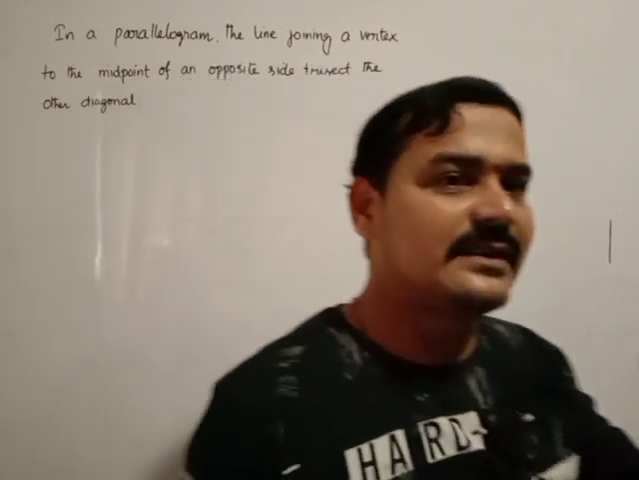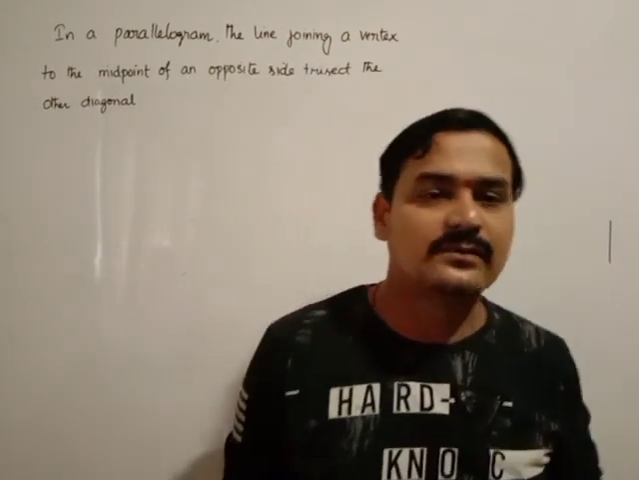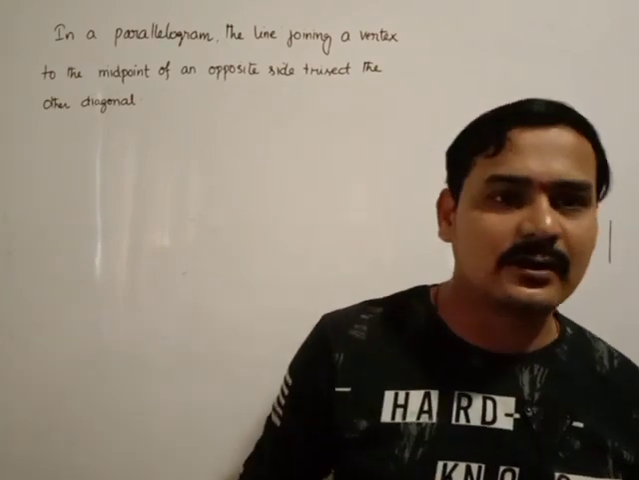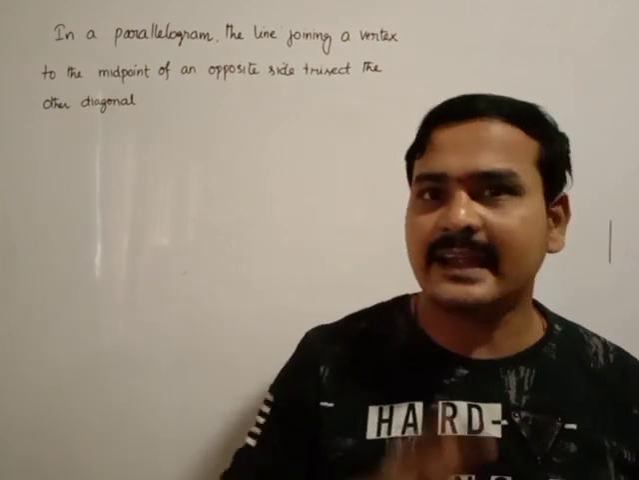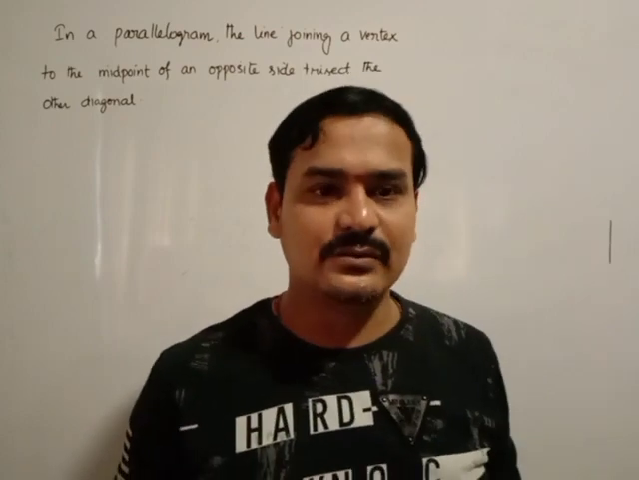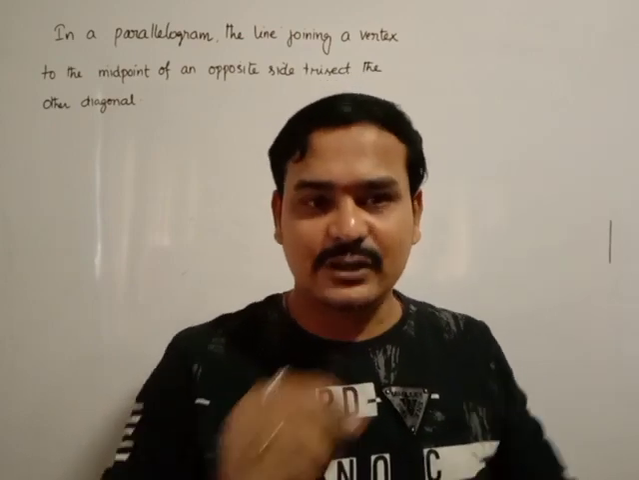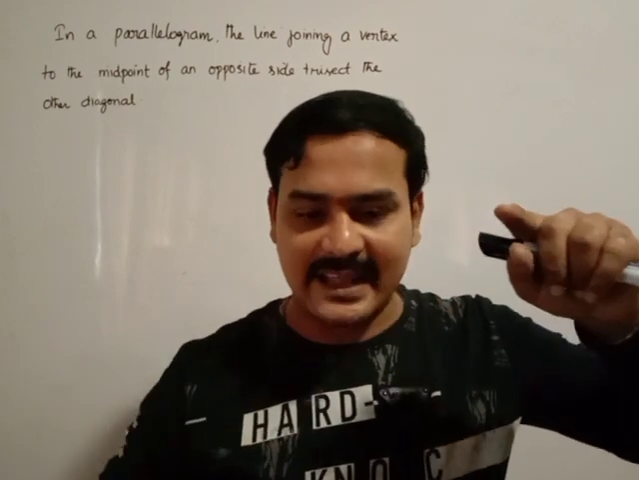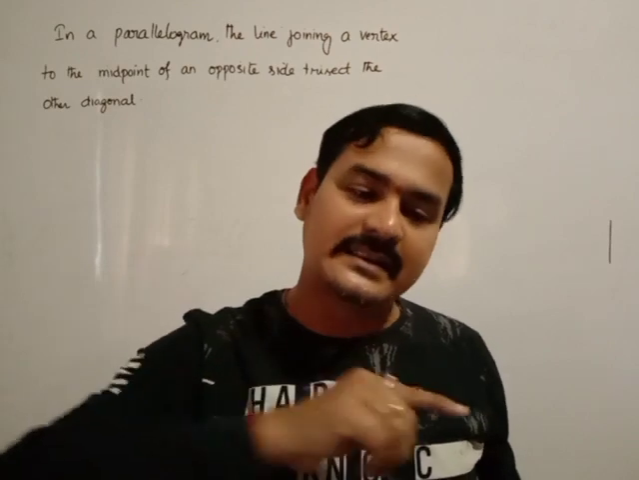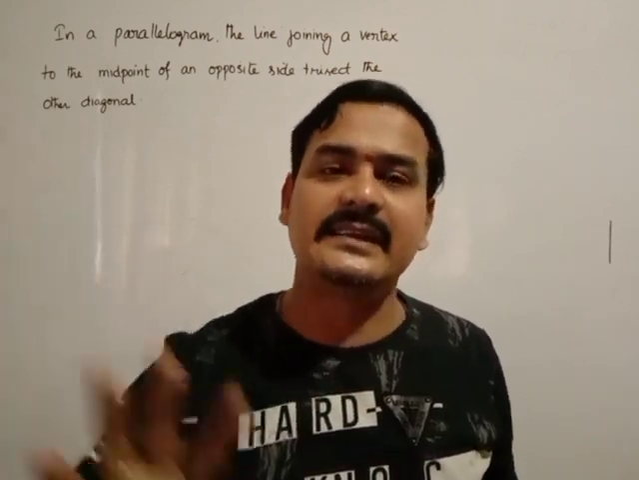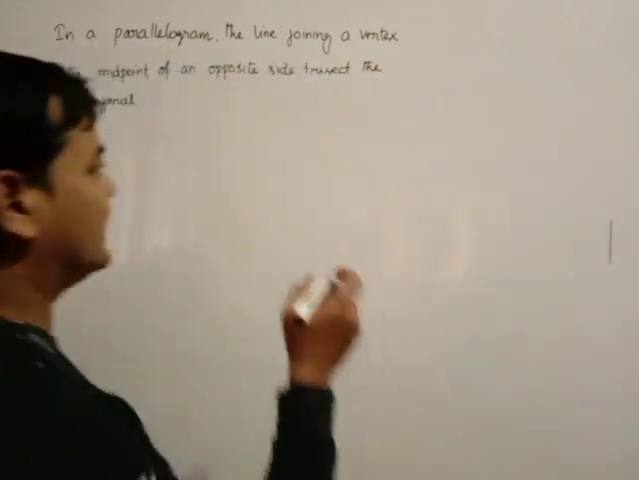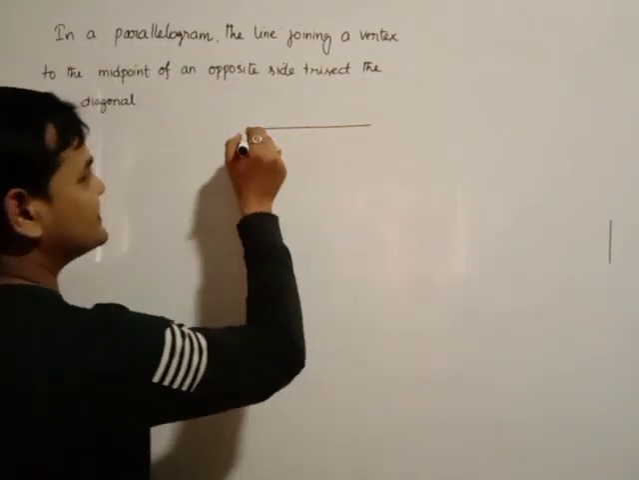First of all, let us understand the question. If you take a parallelogram, there are four vertices and two diagonals. From any one of the vertices to the midpoint of the opposite side, you can draw a line. This line divides the other diagonal, and trisect means in a 1:2 ratio or 2:1 ratio. I will draw the diagram without writing any numbers.